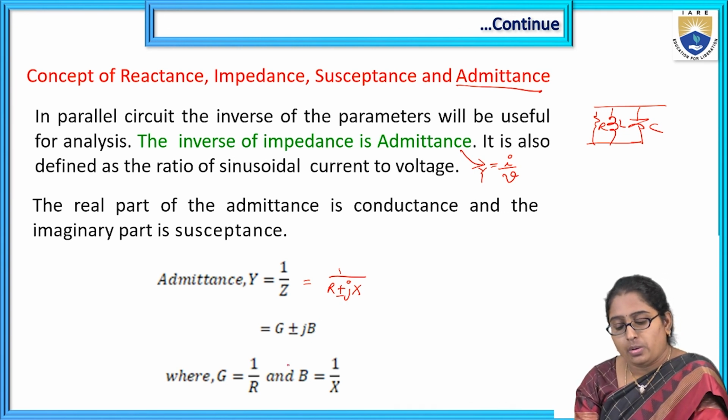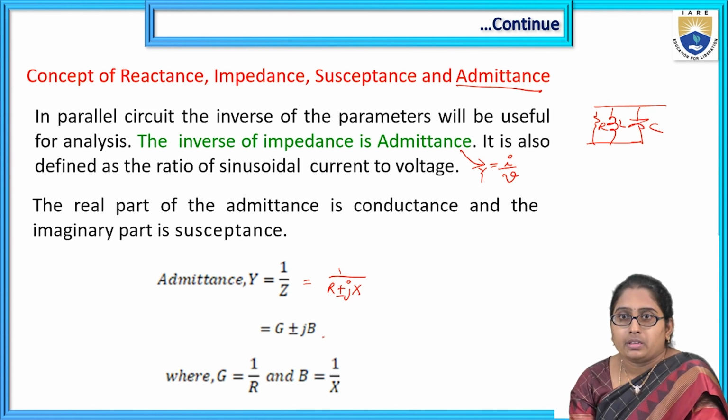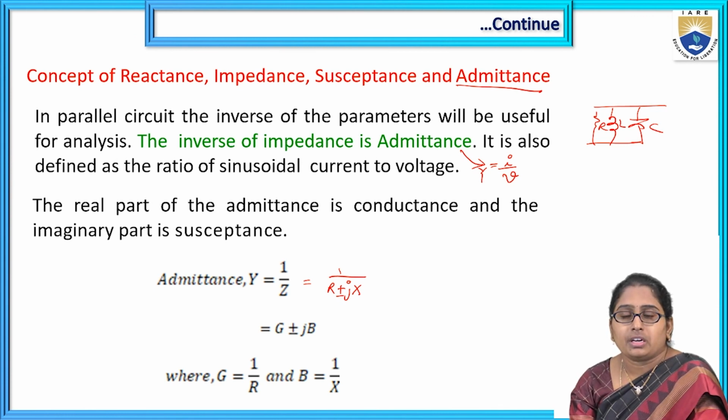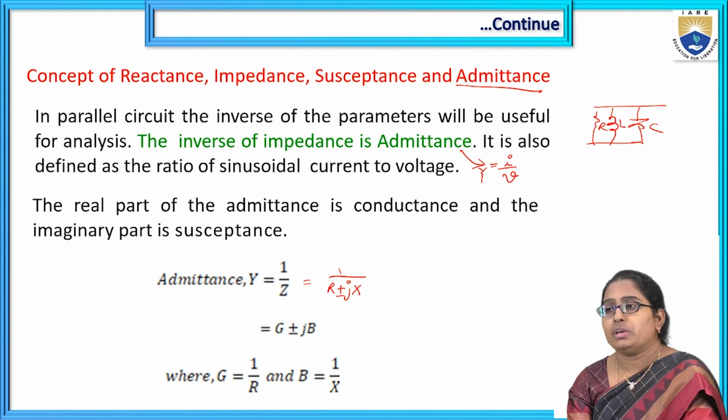Now, what is G in terms of resistance? That is the real part, right? 1 by R. What is B? That is the imaginary part, that means 1 by X. So this is about admittance. Admittance is the inverse of impedance, denoted with the letter Y. It has a real part and an imaginary part. So 1 by R plus or minus jX, so G plus or minus jB. G is conductance, B is susceptance. So that is about the admittance of an AC signal.